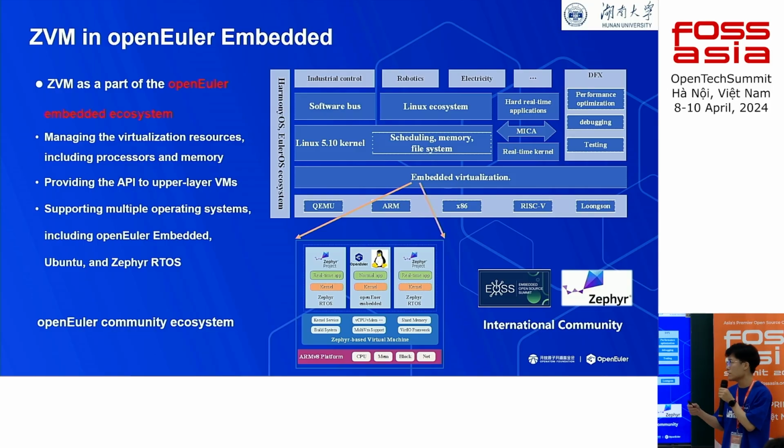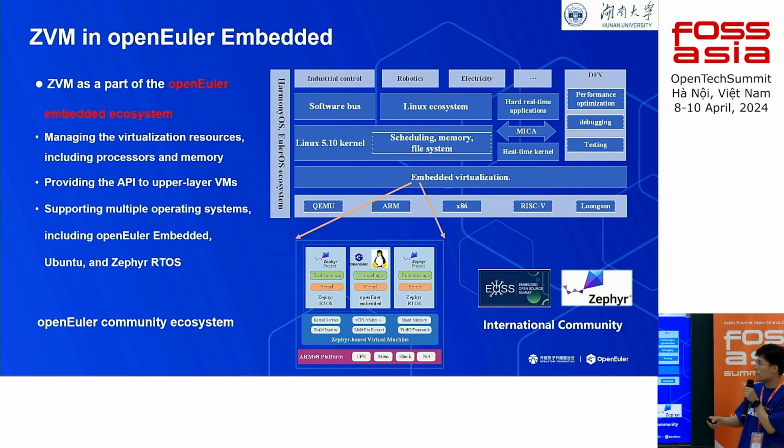The main function of ZVM includes managing the virtualization resources, for example, managing the processor resource, memory resource, or the device resource. And then it can provide the API to the upper layer VM, just like providing a hardware access API for the service VM to control the real hardware.